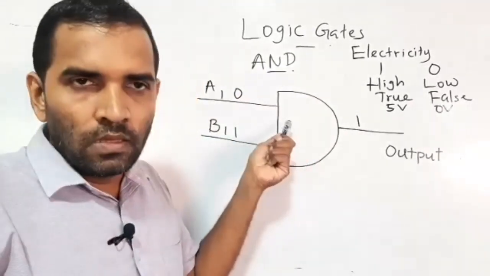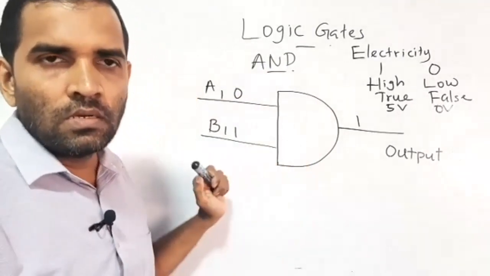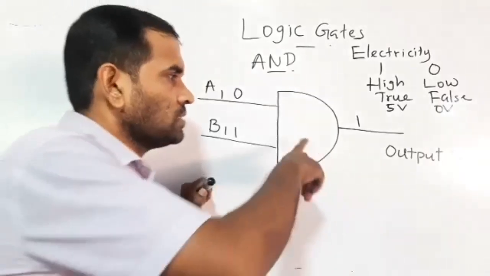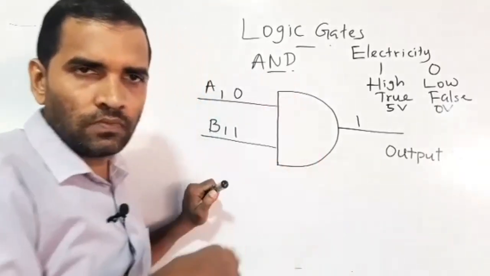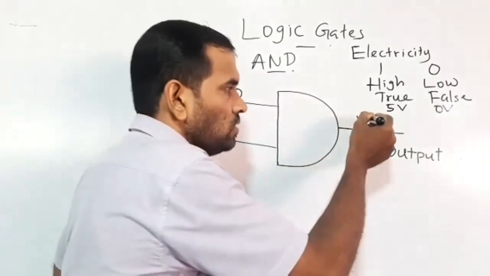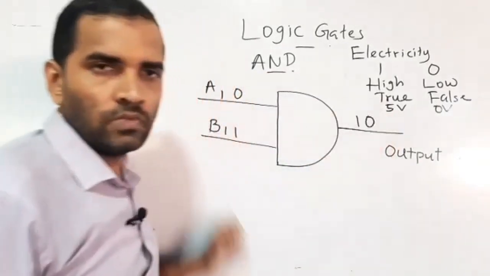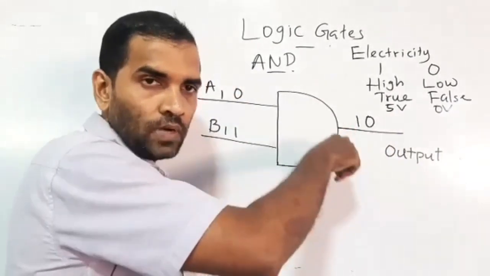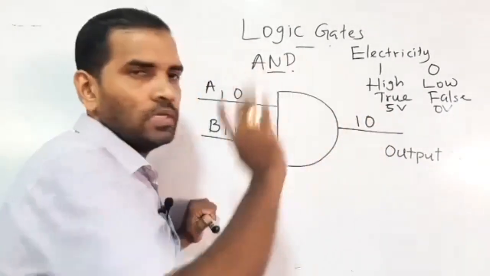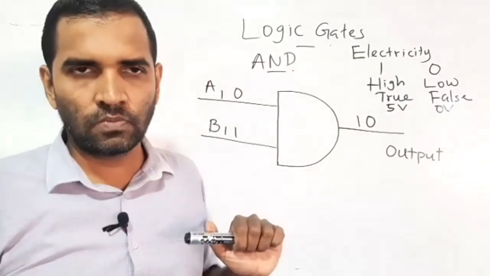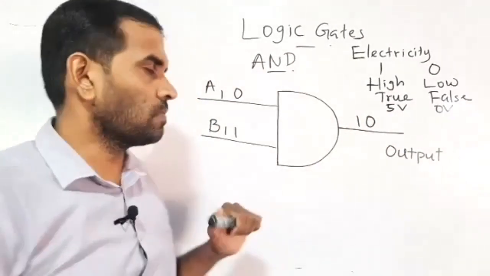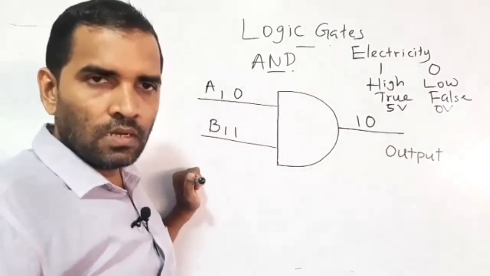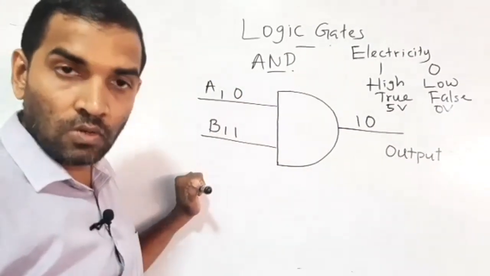Now this gate will do a function, an important function, right? As a result of that function, you will not get any electricity, which means 0. Earlier you got electricity, that's why I put 1, right? But now there is no electricity. Okay, so this is the second choice, or second combination.